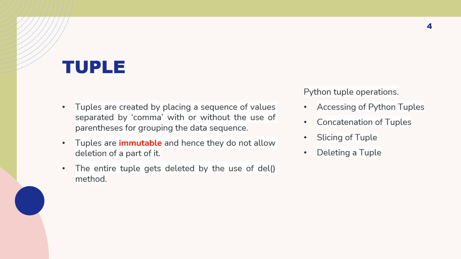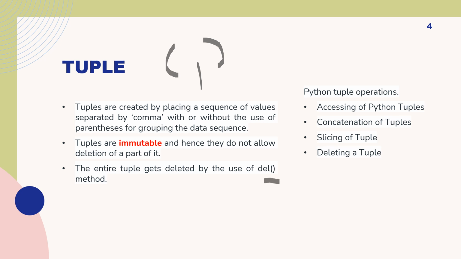And then next we will move on to the tuple. Tuples are created by placing a sequence of values separated by commas. You can look at the syntax used in tuples. The values can be separated with commas. And the important point is that tuples are immutable. They do not allow deletion of a part of them, but the entire tuple can be deleted by using the del function.